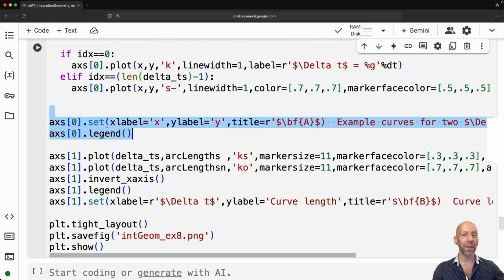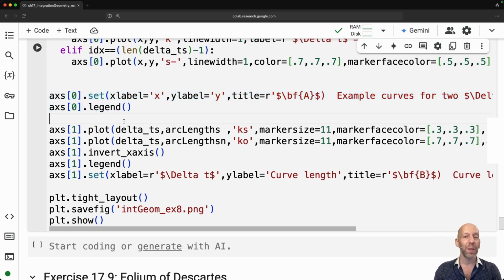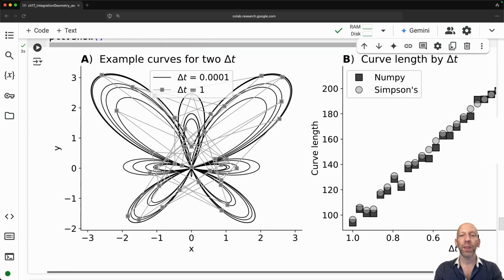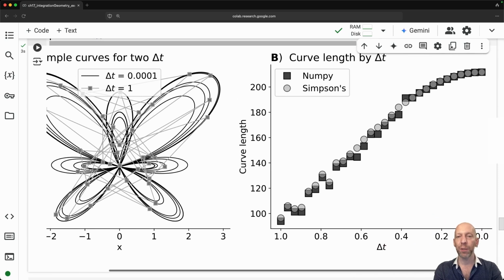This is just updating the figure legends and labels for the first panel. And for the second panel, here I'm drawing the arc lengths defined in SciPy and then defined via direct implementation in NumPy. So again, here we reproduce the figure shown in the book. Now, what do we make of these differences here?